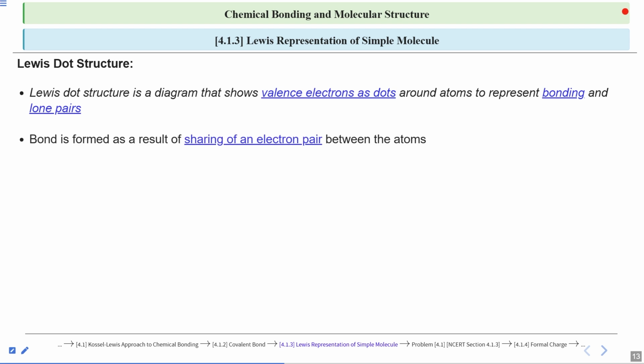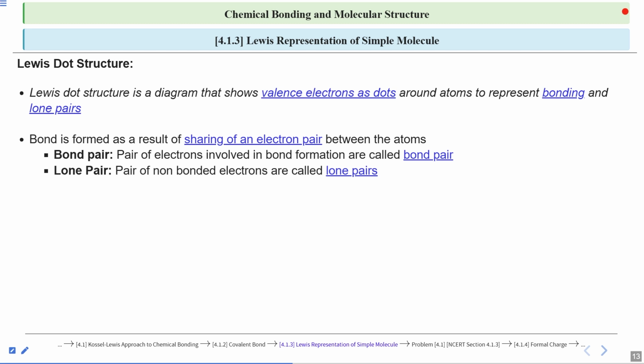Now there are two parts here. When they are sharing an electron and forming a bond, there are two parts to be considered. First, the electron pairs which are involved in bonding are called bond pairs, and those electron pairs which are non-bonded are called lone pairs. Now questions are often asked from this part. The molecules are not so simple, they are complex. So you may be asked to write the number of lone pairs on PCl5 or SF6. So you must understand very clearly what is a bond pair and what is a lone pair.